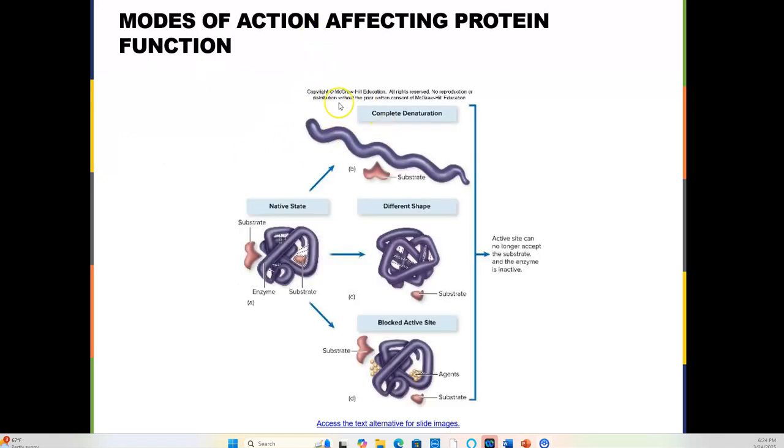So this is showing complete denaturation. You have your native state where the substrates can bind. And then if it's denatured, it's going to be flattened. If it tries to reshape, it might come back the wrong way. Or you might have these agents that will block those active sites.